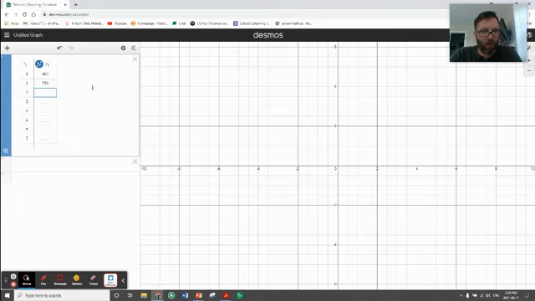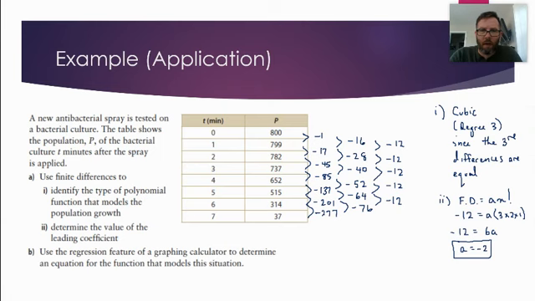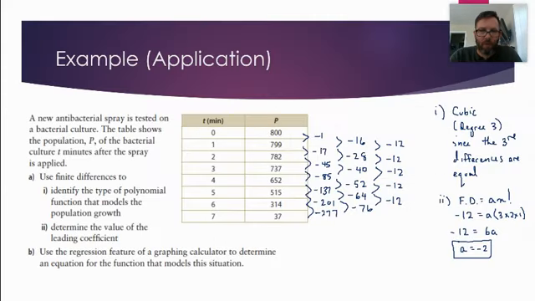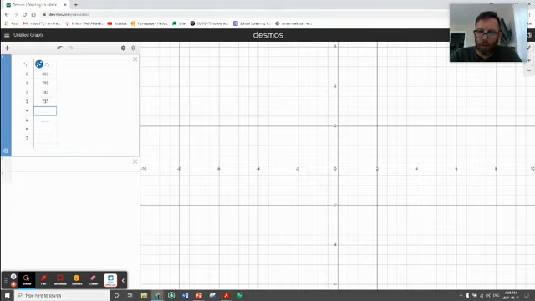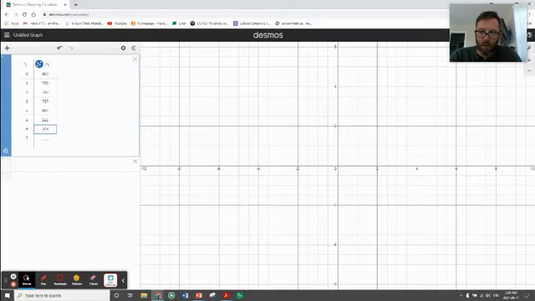I just have to flip back to my notes. 799, 82, and 37. So 82, 737, 652, 515, 314, and 37. Now you can't see these points on our graph because the way my scale is, the scale just doesn't show any of these points.